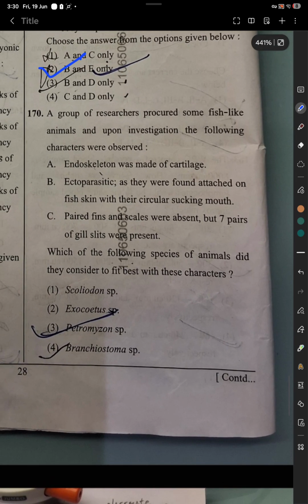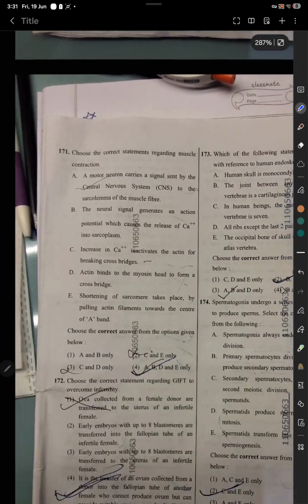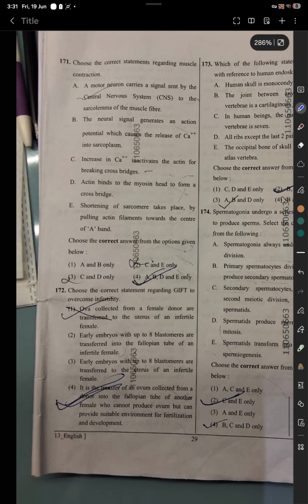Question 170. A group of researchers produced some fish-like animals, and upon investigation, the following characters were observed. So according to the information given here in option for A, B and C, you need to find which species of animal did they consider to fit best with these characterizations. That means, with these characters you need to find which category they can be put in. So option number 3 is correct. Let's move to question number 171.